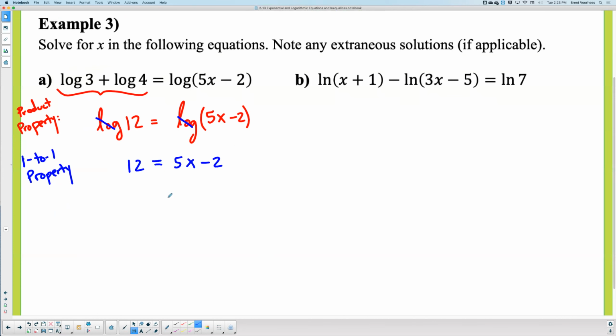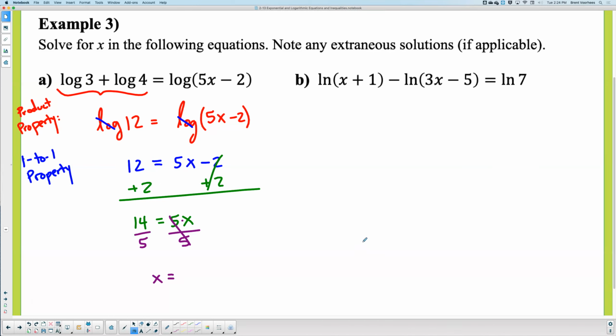Okay, now let's just use our basic algebra to solve from here. What would you do first to solve for x? Add 2. We're trying to isolate x. So we add 2 to both sides. 12 plus 2 is 14. 14 equals 5x. Now, divide. Because 5 is multiplying by x, the inverse operation is to divide. So we divide both sides by 5. And so x equals 14 over 5.